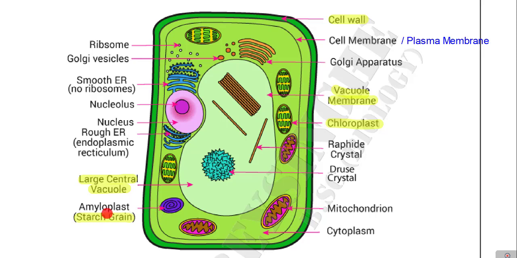This one is not in our lesson, children. Starch is also only in the plant cells. The large vacuole is only in the plant cells. Please highlight those things. Another name for the plasma membrane is the cell membrane. Please highlight these things. And the vacuole membrane, in our syllabus, we normally call the tonoplast.